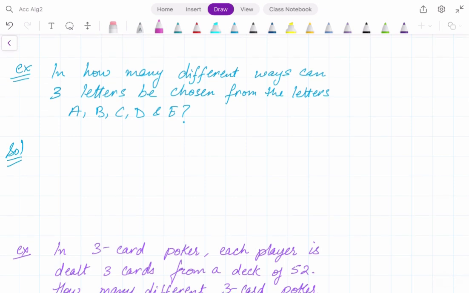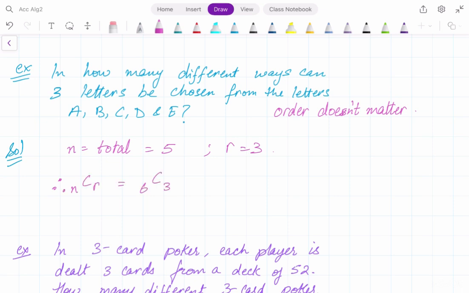Let's take one example. They are saying, in how many different ways can 3 letters be chosen from the letters A, B, C, D, E? So they are not talking about any particular order, what will come first, what will come second or third, and so on. So order doesn't matter. And when the order doesn't matter, we can safely use combination, that is nCr. So the total number of alphabets is 5, and we are looking for choosing only 3 letters, any 3 random letters. So the combination implies order doesn't matter. So that is 5C3.